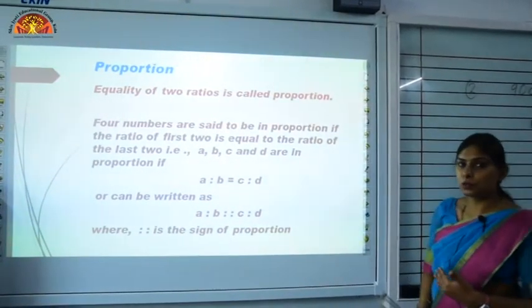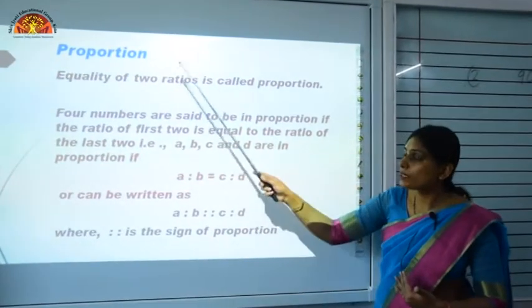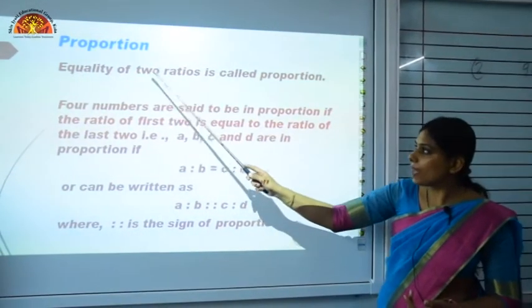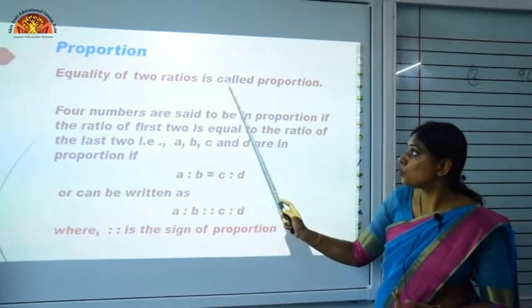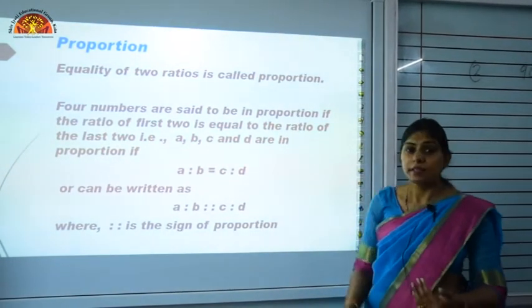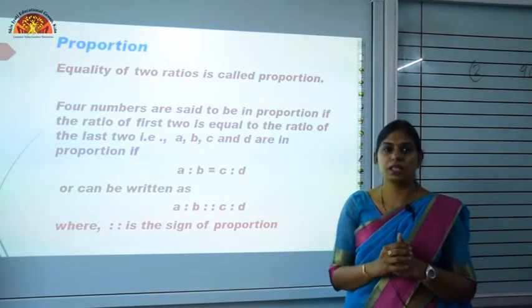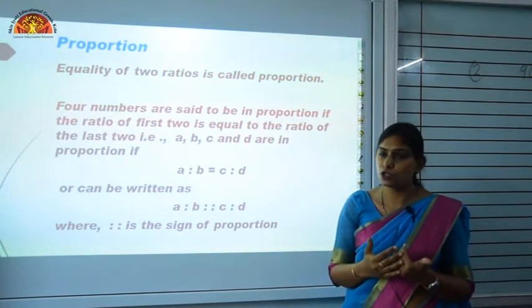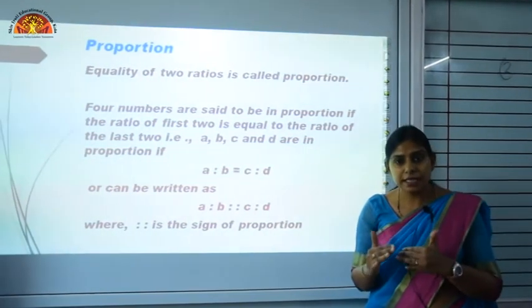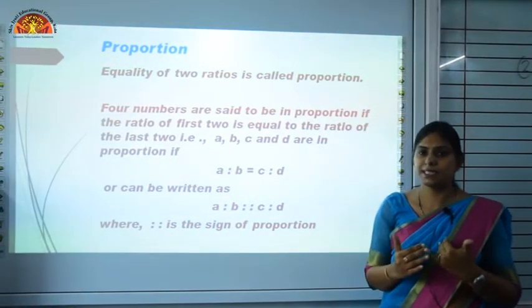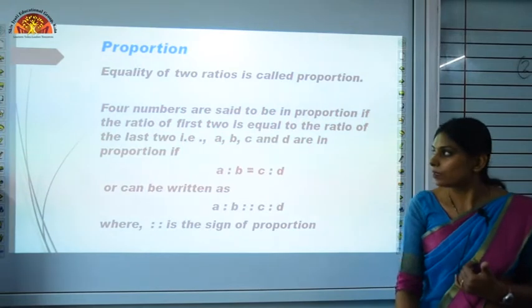Now come to proportion. What is proportion? Equality of two ratios is called proportion. That is, जब दो रेशियो आपस में इक्वल होते हैं तो हम उसको क्या बोलते हैं? Proportion. That is, equality of two ratios is termed as proportion.